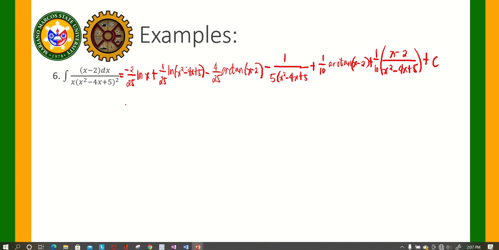Let's combine this, or simplify first. This will be equal to ln of x raised to negative 2 over 25 plus ln of x squared minus 4x plus 5 raised to 1 over 25. We can combine this. So, negative 4 over 25 arctan(x minus 2) plus 1 over 10 arctan(x minus 2) is equal to positive 3 over, positive? No, negative. Negative 3 over 50 arctan(x minus 2).